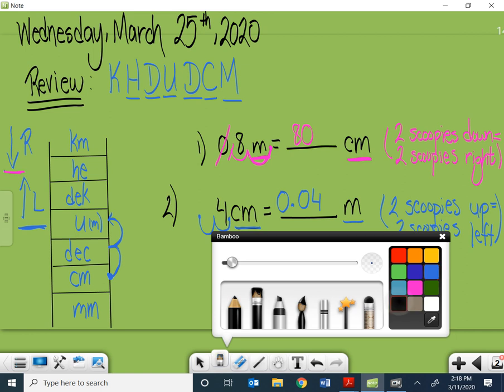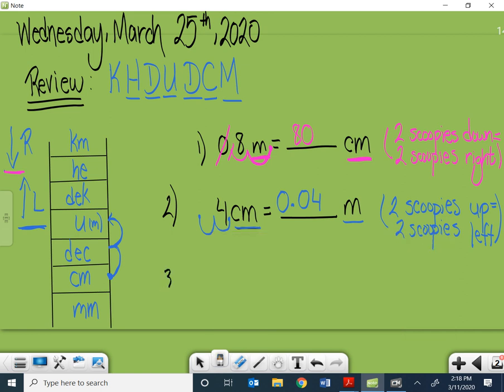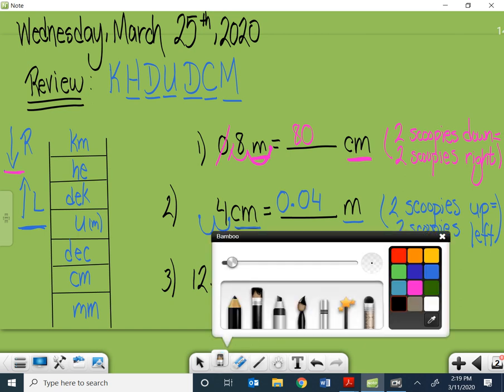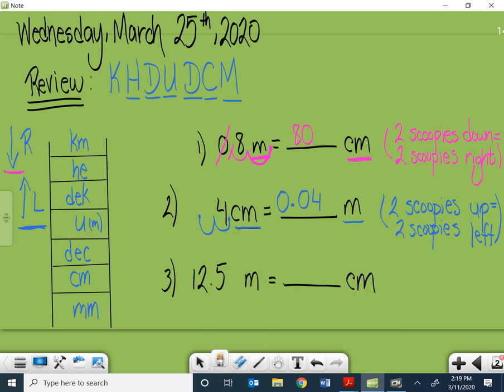Let's get number 3. Okay, let's do 12.5 meter is equal to blank centimeter. Okay, so I want you to pause the video right now, try that on your own. How would you do that? So pause it and try it. Even if you're a little bit confused, try it on your own, see how much you can do on your own, following those 4 steps, right?